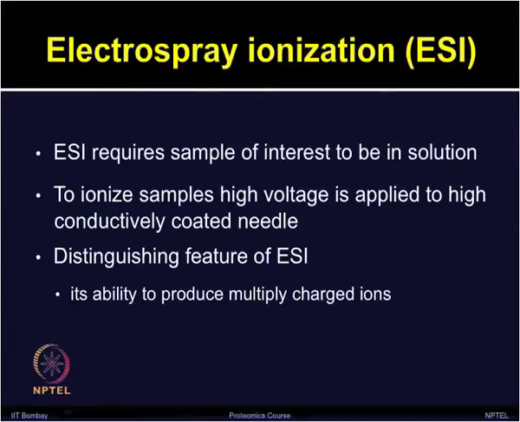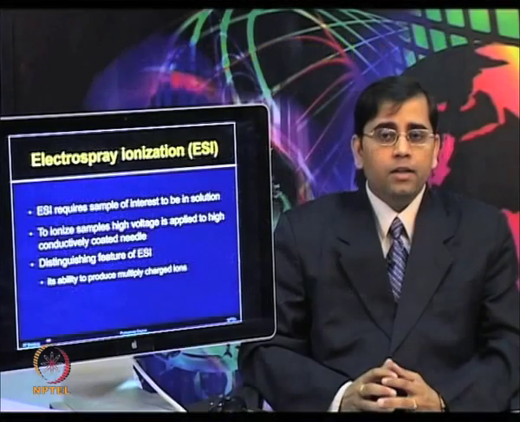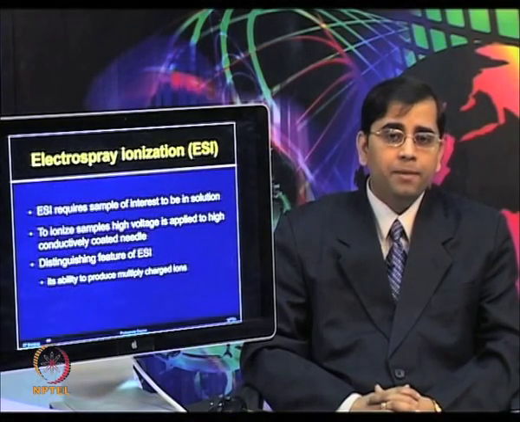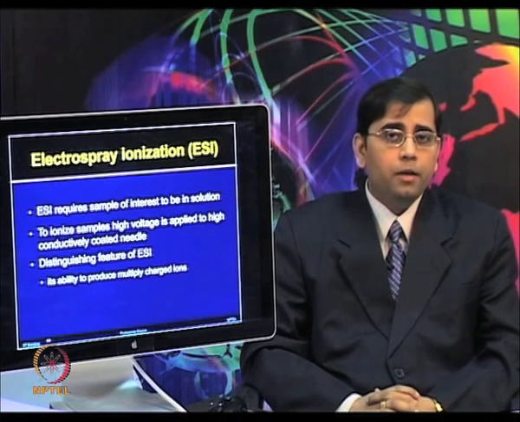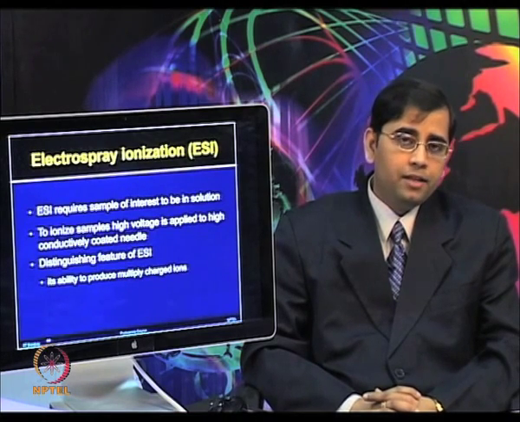The distinguishing features of electrospray ionization include its ability to produce multiple charged ions. The number of charges that can be accepted by a particular molecule depends on its basicity and its size.